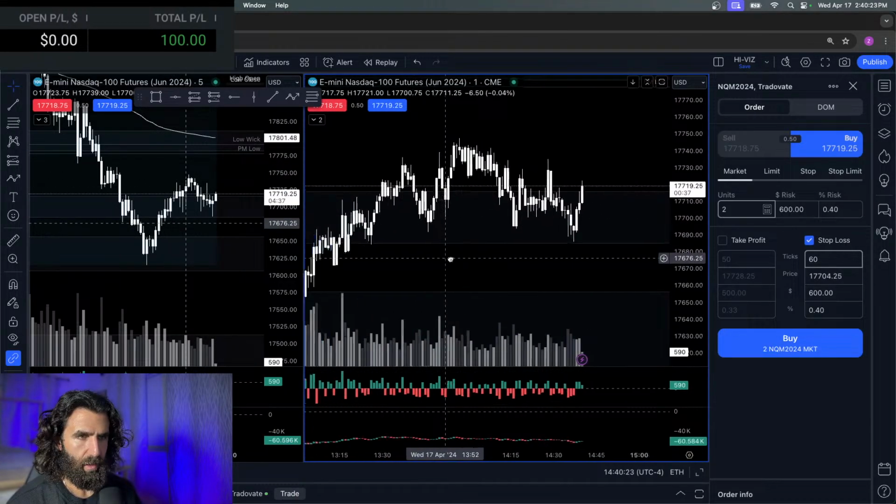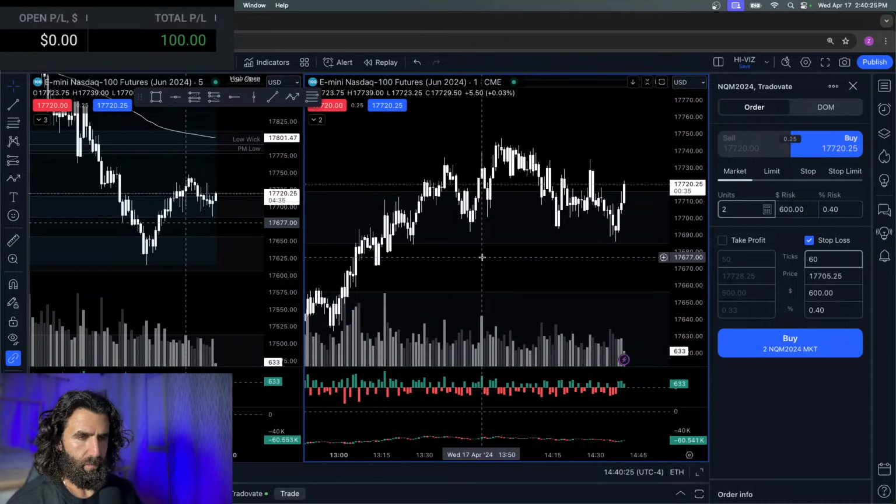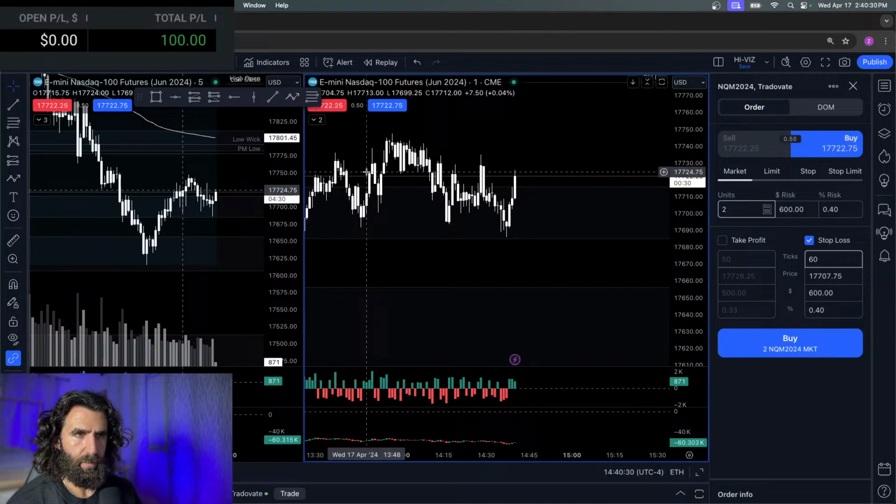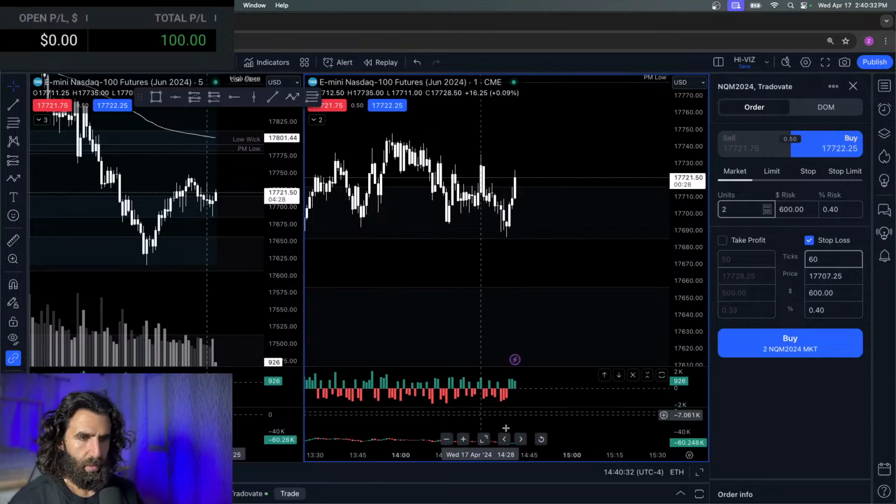I'm going to take the volume off this 1 minute chart. This is a little bit messy for me. So this is delta and cumulative delta.